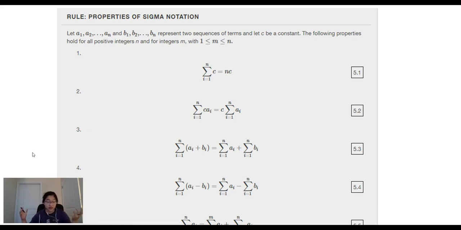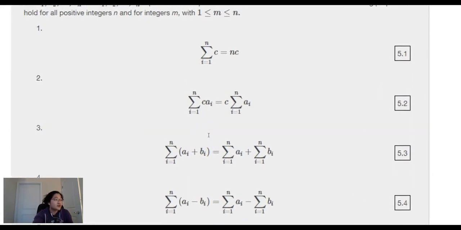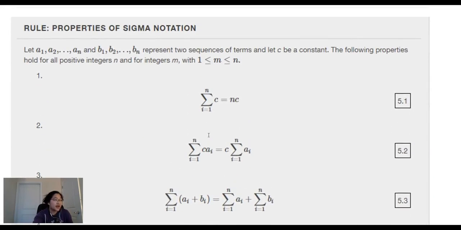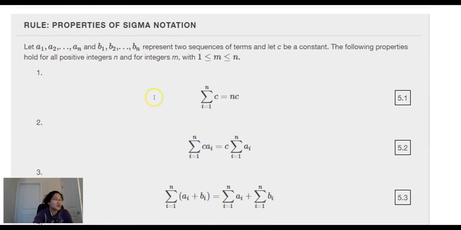So if we're adding up, there's some rules that we have, which I hope intuitively do make some kind of sense, because these all depend on those properties that you learned in algebra. If we're looking at our terms that are in terms of a's and also b's, and we also have c as a constant, then the things that we have here, they're going to hold.